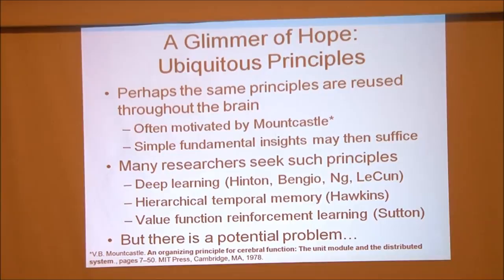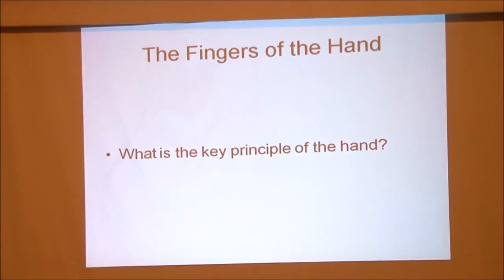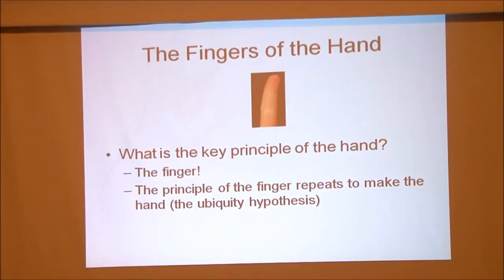I want to illustrate this problem with an argument that I'll call the fingers of the hand argument. This is a little bit easier than engineering brains: engineering hands. What if we're trying to build a hand? I could ask the question, what is the key principle behind the hand? What is making a hand? Actually, I thought about this, and I came up with the answer. It's a finger. This is really important because once you get the idea of a finger, you just basically need to repeat that, and in our hands, five times. This is the ubiquity hypothesis, which helps to illustrate this idea. Just make five fingers, and you get a hand.